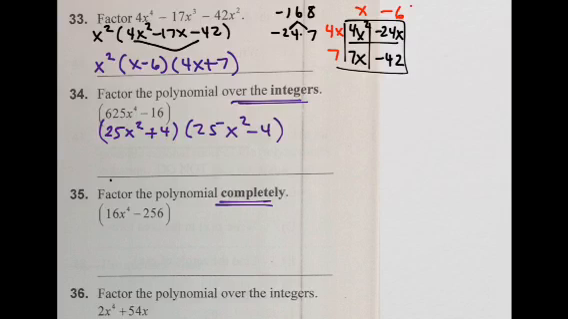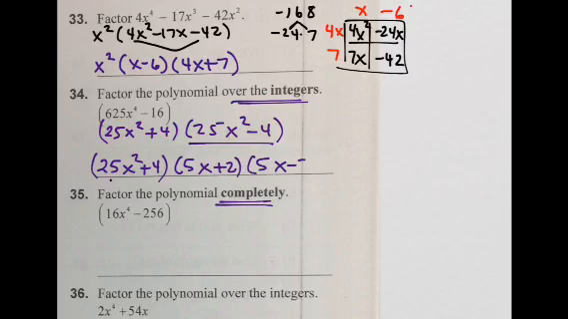But 25x squared minus 4, this one right here is another difference of squares, so you have to factor it more. This is not difference of squares, and because it's over the integers, this one stays as it is. We're not going to change it. So it's going to be 25x squared plus 4, but this one is 5x plus 2 and 5x minus 2, like that. And that's it.